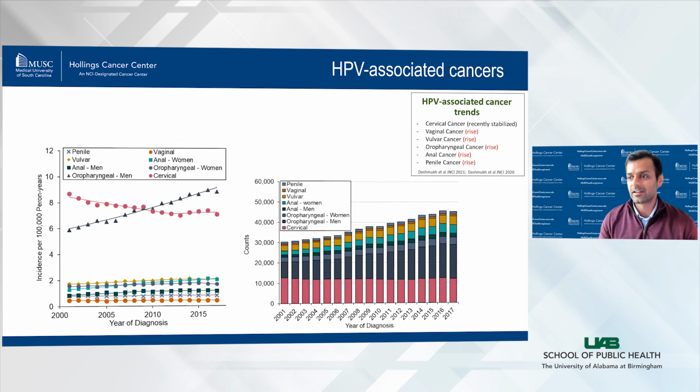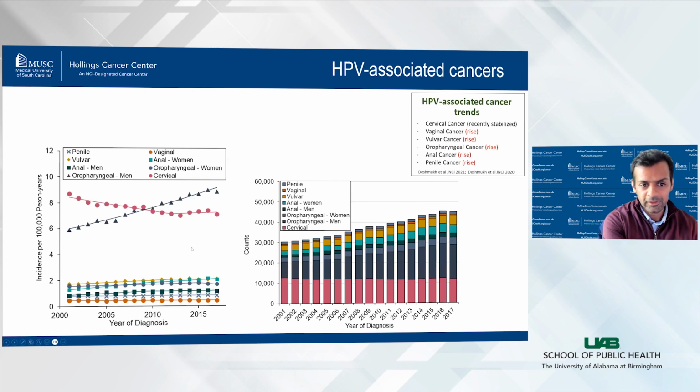We live in an era where the collective incidence and mortality of cancers is decreasing nationwide, but that's not truly the case for cancers caused by HPV. Like I said, there are 6 cancers that HPV causes, and 5 of those are rising very rapidly: vaginal cancer, vulvar cancer, oropharyngeal cancer, anal cancer, and penile cancer. We recently also showed that cervical cancer, for the first time in several decades, has stabilized, plateaued. So we are observing no decline in cervical cancer incidence over the last several decades.